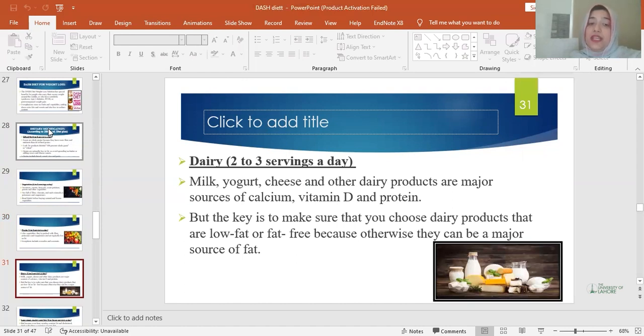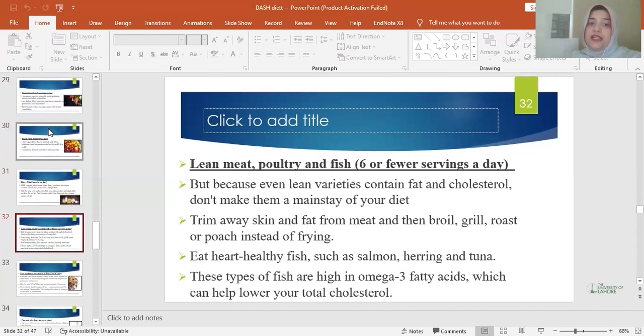When we talk about dairy, try to add at least 2 to 3 servings of milk and milk products in your diet. Milk, yogurt, cheese, and other dairy products are major sources of calcium, vitamin D, and protein. Make sure to add the organic ones as compared to the processed dairy products. The key is to choose dairy products that are low fat or fat free, because otherwise they can be a major source of fat.